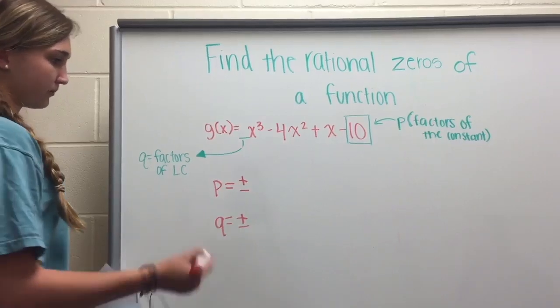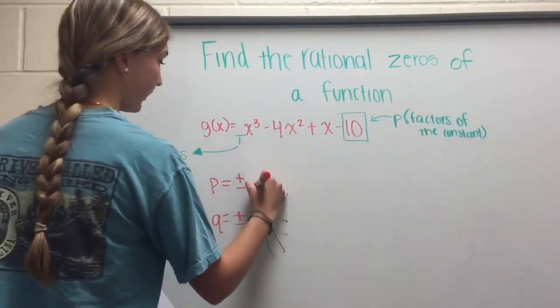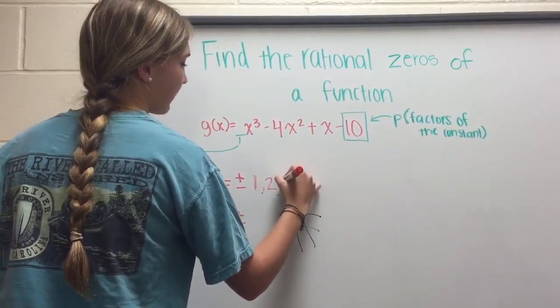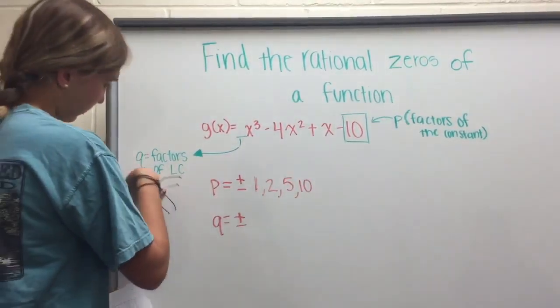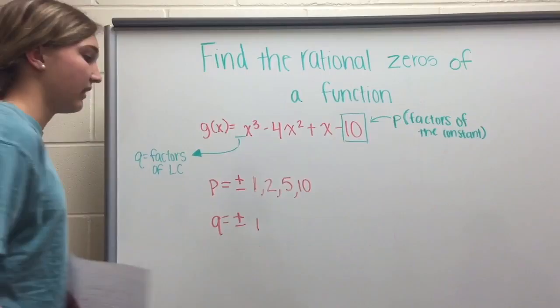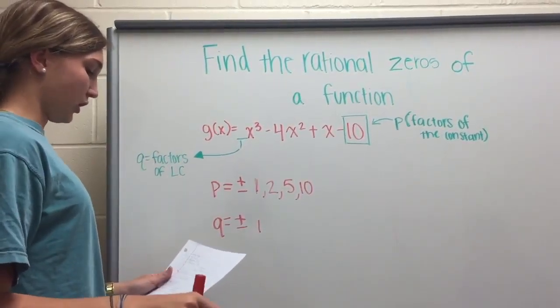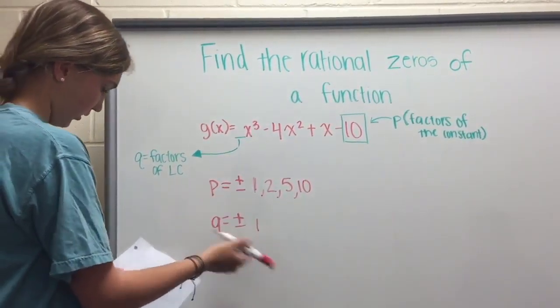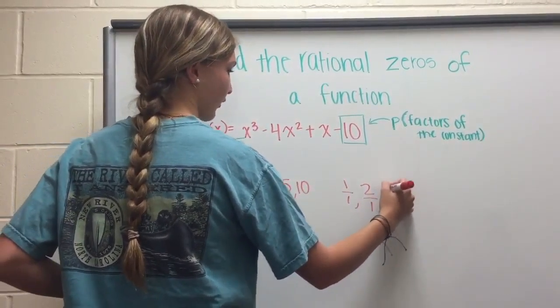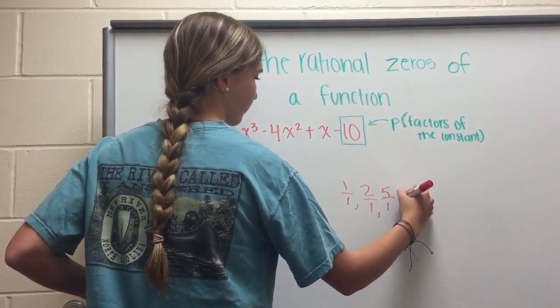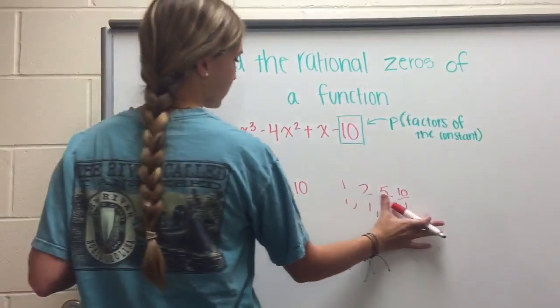Therefore, the p answers would be 1, 2, 5, and 10, because we list the factors of 10. And our answer for q, the factors of the leading coefficient, is just 1. In order to find the possible zeros, you must put all of the p's over q. Therefore, we would have everything over 1: 1 over 1, 2 over 1, 5 over 1, and 10 over 1. So all of our possible zeros are 1, 2, 5, and 10.